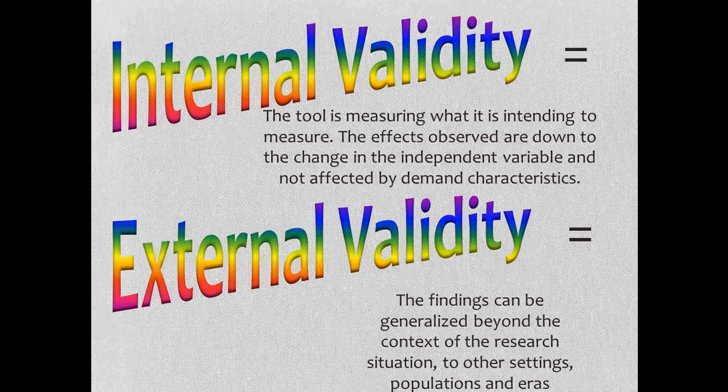So two main types. You've got internal validity, which is looking at, is your result down to the change in the independent variable, or has it been affected by something else, a confounding variable, demand characteristic, and so on. Has your change in the independent variable led directly to the change in the dependent variable?